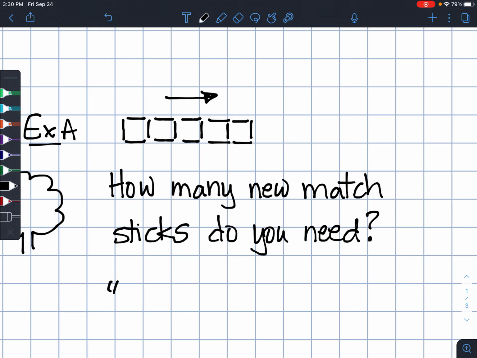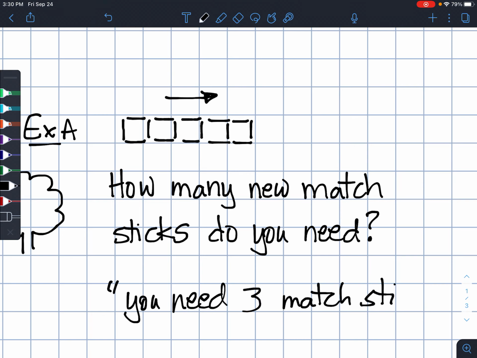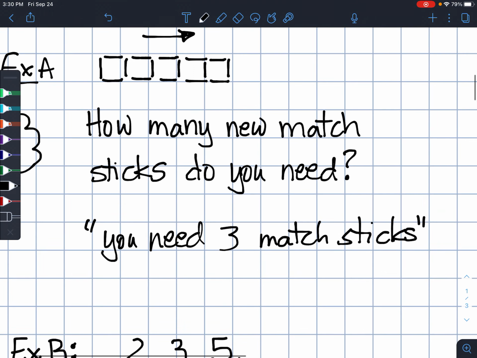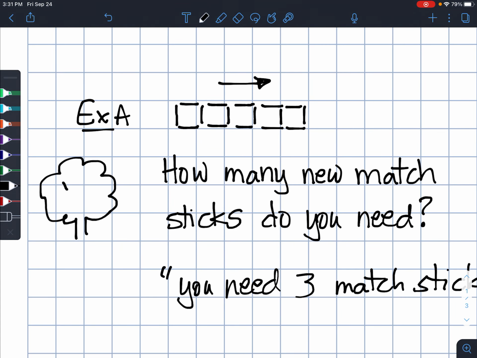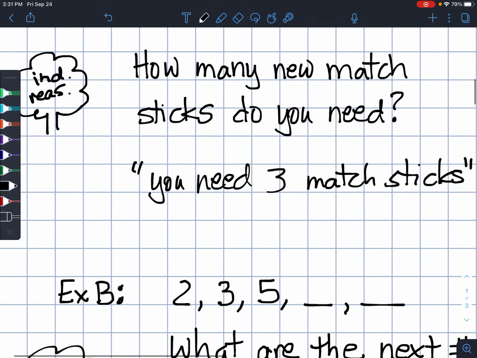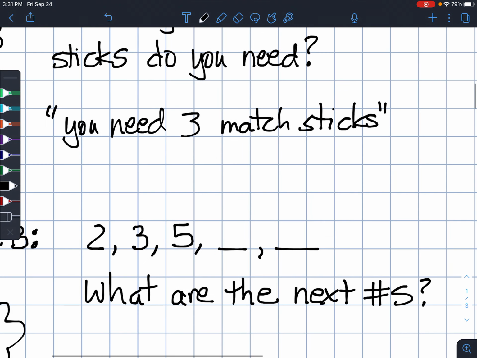Okay, and so the rule would be you need 3 matchsticks every time. Okay, whatever you start off with, in this case here we started with 4, then we would always need 3. This, again, is an example of inductive reasoning. All right, second example of inductive reasoning.